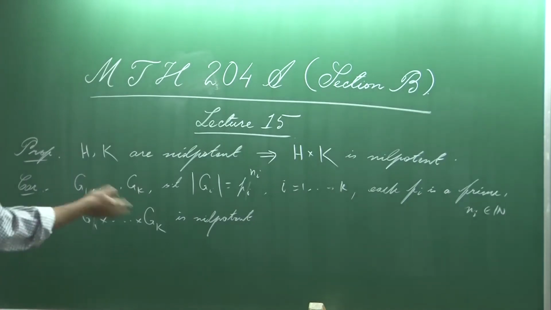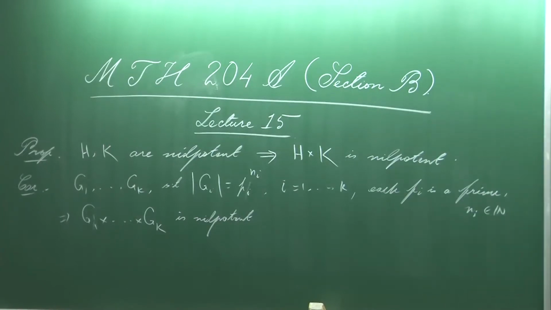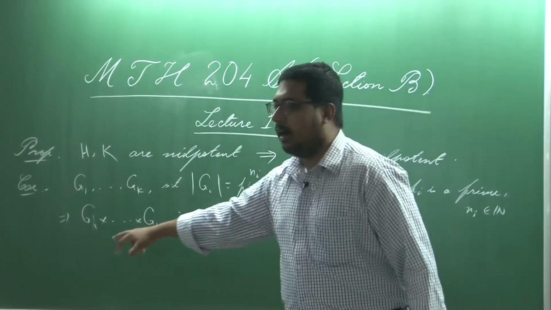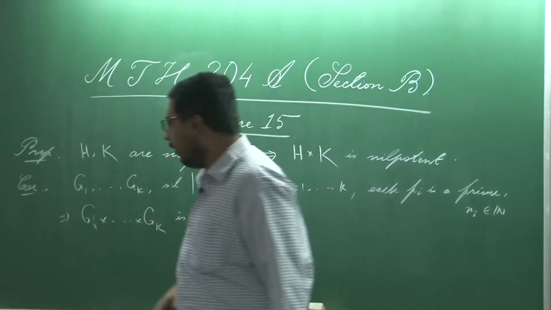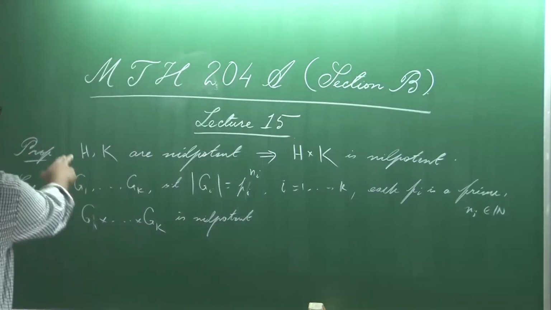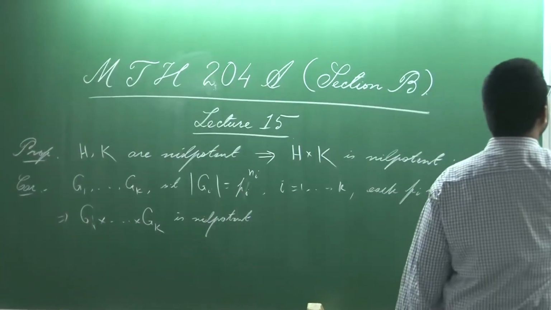And as I said, later on what we are going to prove is, if a finite group is nilpotent, then it must be isomorphic to a product of this form. Okay, so first let me prove this proposition. Proof of the proposition. So how do we prove it? The way is very simple.